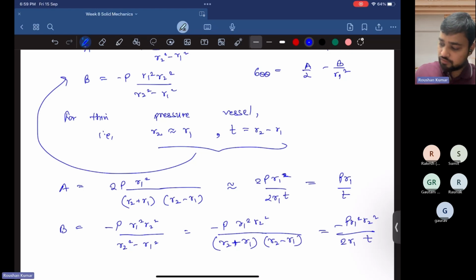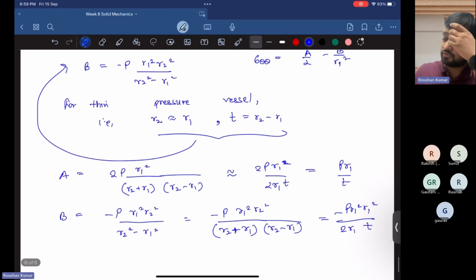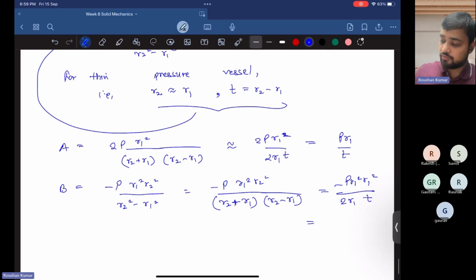R1 cancels out, and if we say R1 is the same as R2, then R1 square upon 2R1T finally gives us minus p R1 cube upon 2T. So this is the final expression for B.